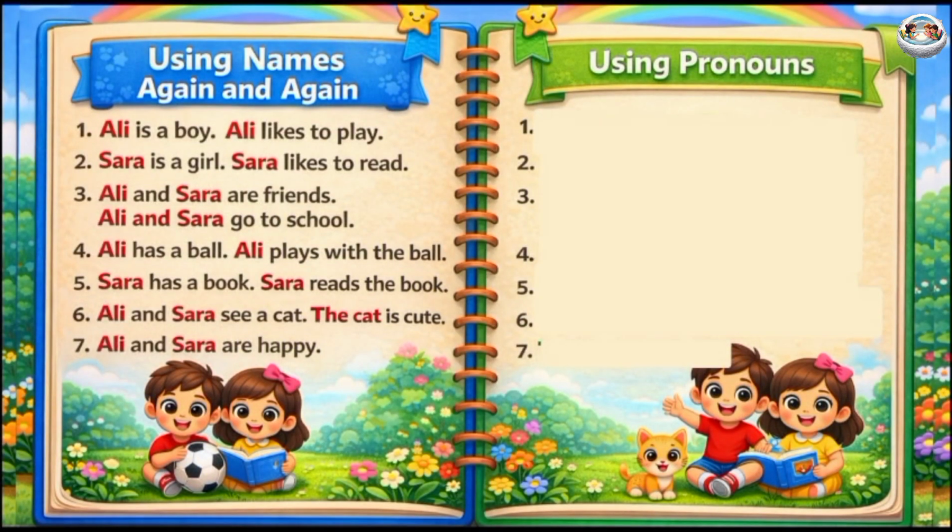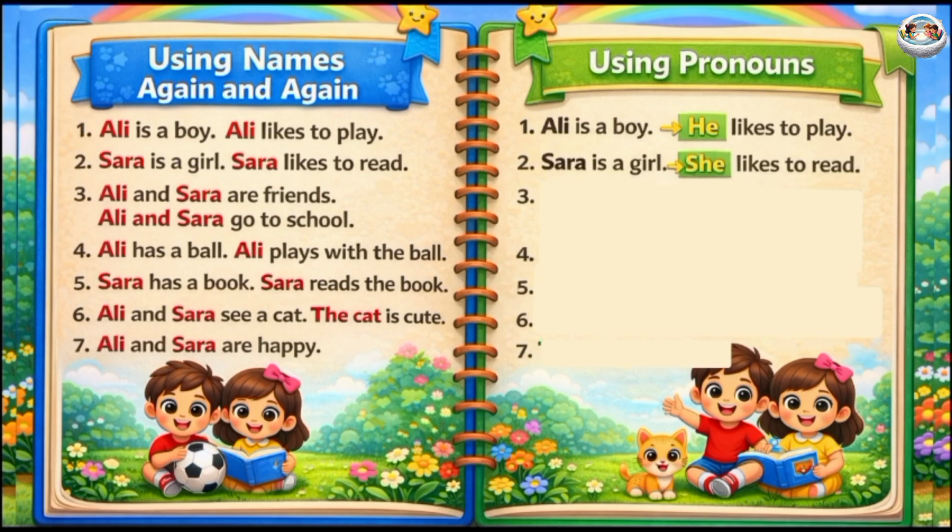Let's do an activity. We will use pronouns instead of using names again and again. Number 1. Ali is a boy. Ali likes to play. By using a pronoun, we can say Ali is a boy. He likes to play. Number 2. Sarah is a girl. Sarah likes to read. By using pronouns, we can say Sarah is a girl. She likes to read.